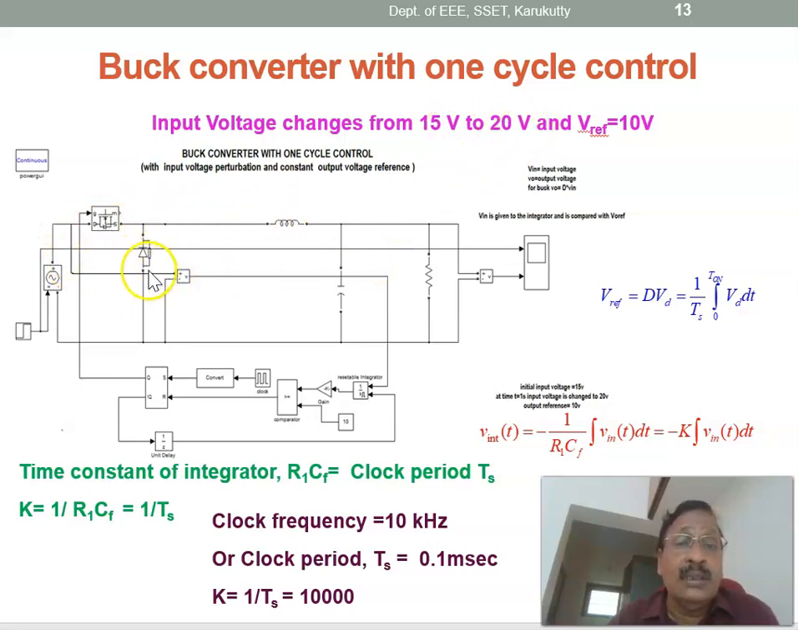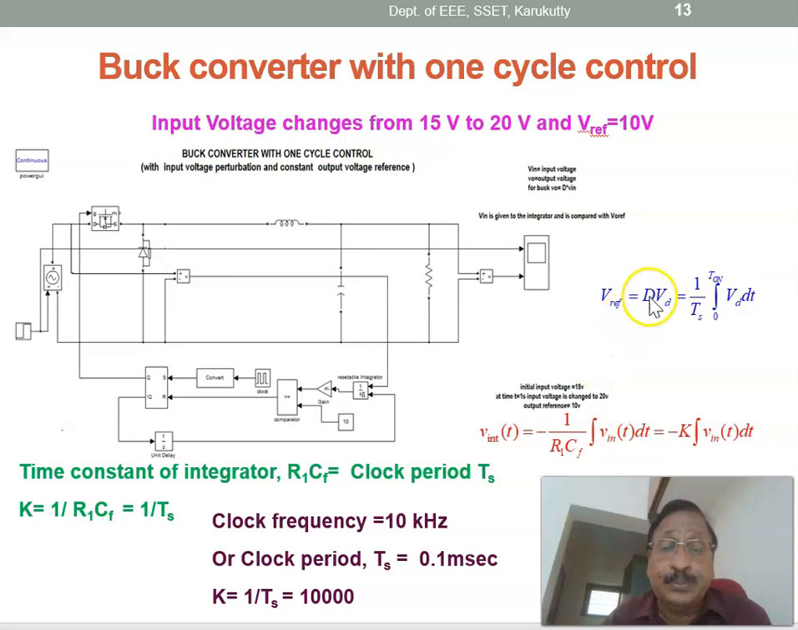The switch is there, of course the feedback diode is there, the inductor is there, the LC low pass filter is there, and the load is there. Therefore, this is the power circuit. And here, as already explained in the general procedure, V reference equals d into Vd. Whatever component goes along with the D is to be given as an input to the resettable integrator. Therefore, here Vd is given to the resettable integrator, taken from the input voltage, with the constant K, and that is the integrator.